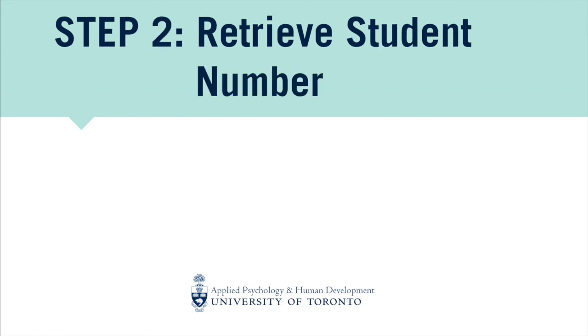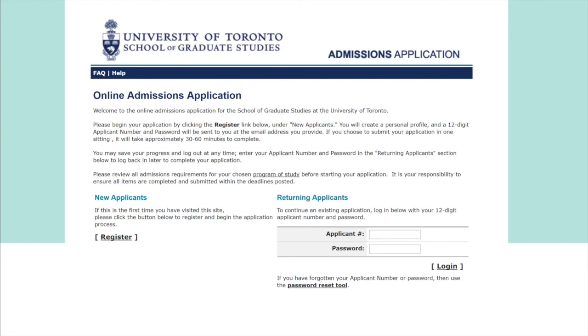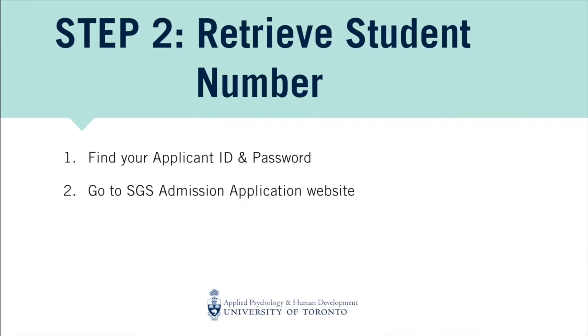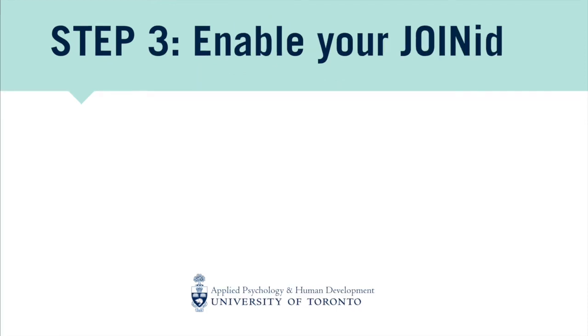The next step is to retrieve your student number. To do that, you'll need your 12-digit applicant ID and your password. Then, go to the SGS admissions application login page and log in with your applicant ID and password. After logging in, click Profile Update in the blue menu bar at the top of the page. You will find your U of T student number at the top of the page that follows. So now you have everything you need, the Join ID from your email and your student number. You can now move to step 3 to enable your Join ID.